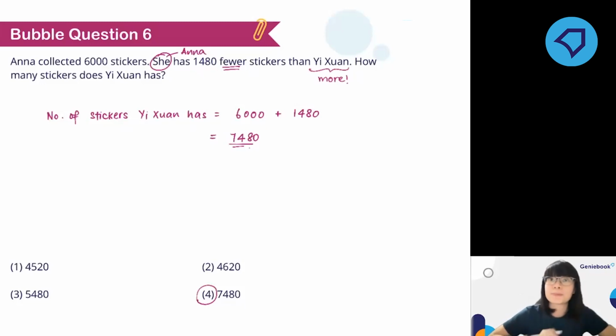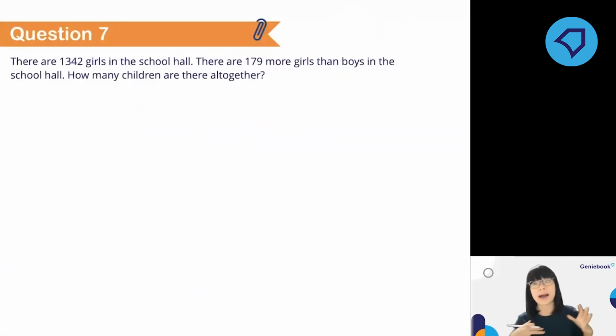Any questions so far? Everybody can follow? So now you can identify already when to do addition, when to do subtraction. Can you see the difference with the type of question? Okay, all right, so let's take a look at question number 7 over here. Let me go through with you before I give you your bubble question again. Now, there are 1,342 girls in the school hall. There are 179 more girls than boys in the school hall. How many children are there altogether? So the questions are all very, very similar. They just change a little bit only.